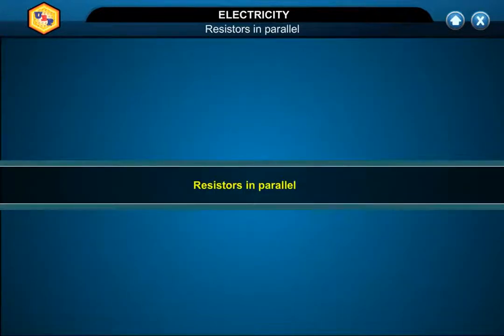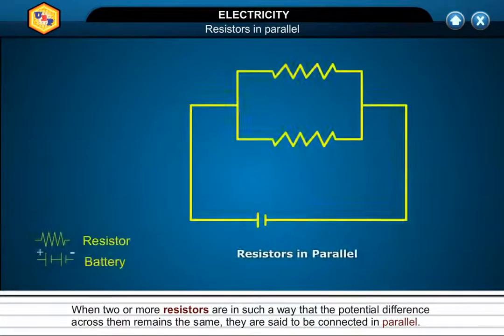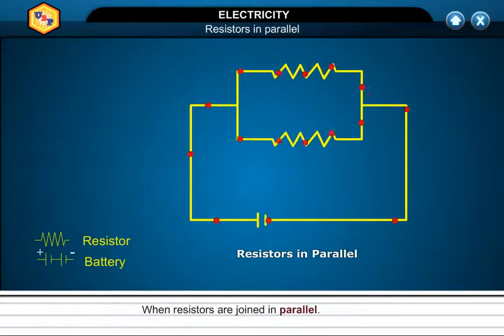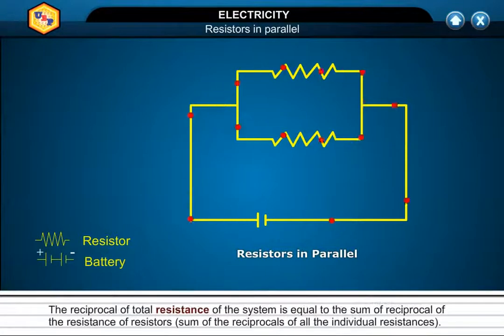Resistors in parallel. When two or more resistors are connected in such a way that the potential difference across them remains the same, they are said to be connected in parallel. When resistors are joined in parallel, the reciprocal of the total resistance of the system is equal to the sum of the reciprocals of the resistances of the resistors. That is, the sum of the reciprocals of all the individual resistances.